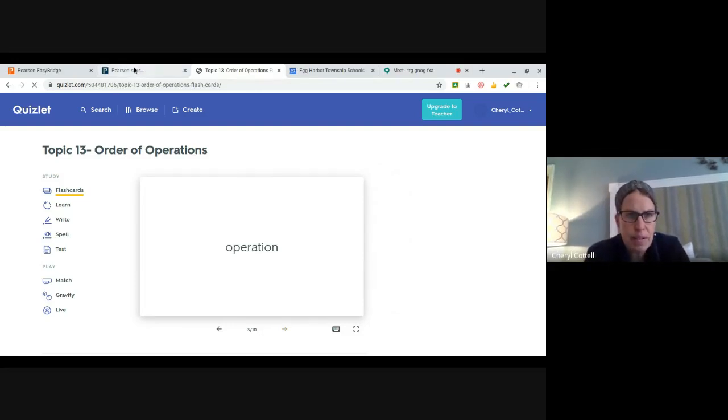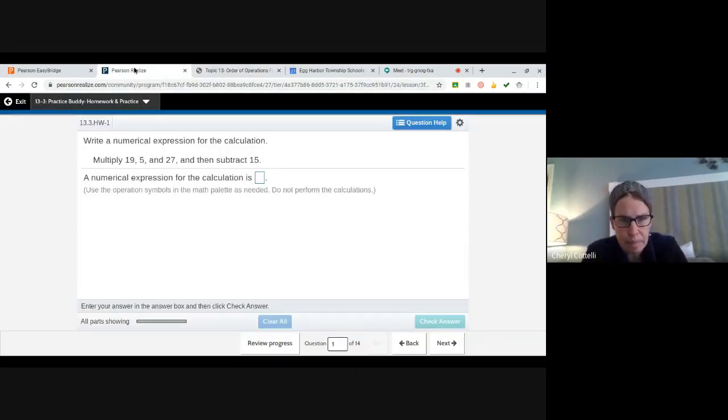And I just want to go over a couple of problems for today's lesson. So it says write a numerical expression, and that's why you had to know that there's a lot of vocabulary in this, and that's why I wanted you to do the Quizlet first. So an expression is basically a math sentence. So these are going to look like what you did with Please Excuse My Dear Aunt Sally. So multiply 19, 5, and 27, and then subtract 15. So what you have to do is you have to do the operations in the parentheses first.